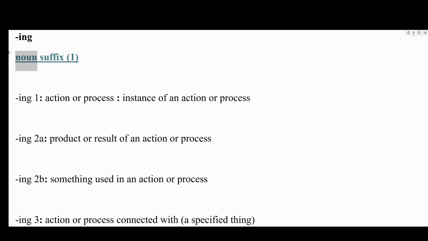-ing. Noun suffix, 1. -ing 1, action or process, instance of an action or process. -ing 2a, product or result of an action or process. -ing 2b, something used in an action or process. -ing 3, action or process connected with a specified thing. -ing 4, something connected with, consisting of, or used in making a specified thing. -ing 5, something related to a specified concept. -ing. Noun suffix, 2. -ing, one of a specified kind.